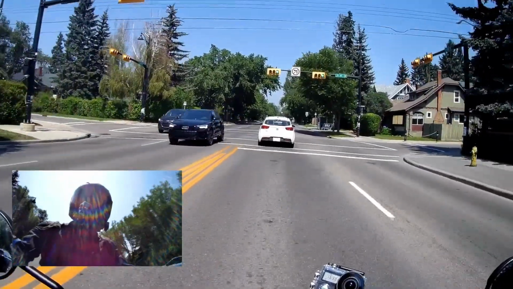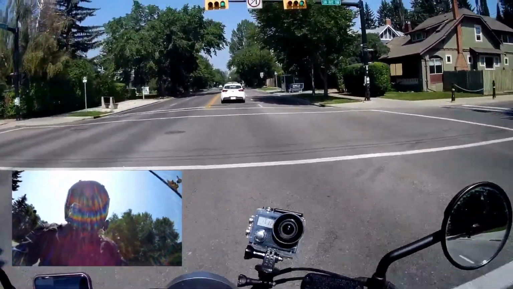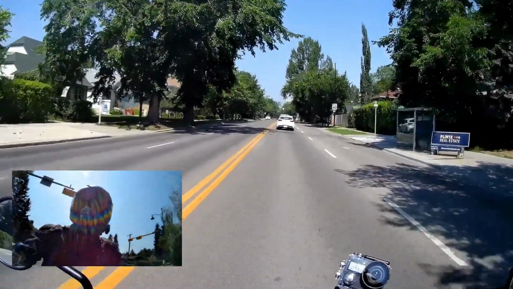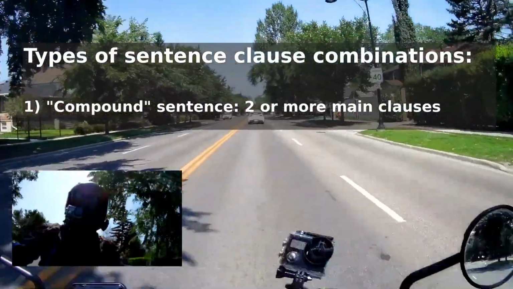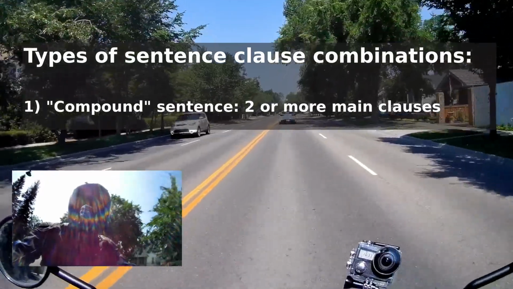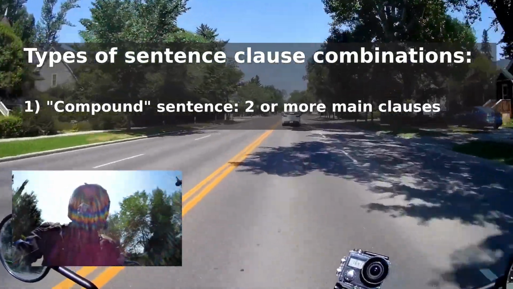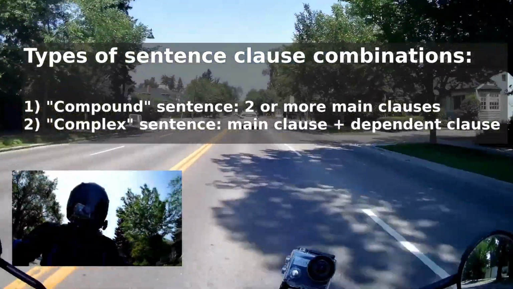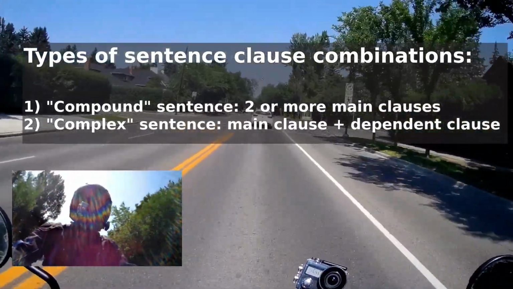Now, when you combine two main clauses together, the resulting sentence is called a compound sentence. When you combine a main clause with a subordinate clause together, the resulting sentence is called a complex sentence. The terminology here isn't great, but let's go with it.